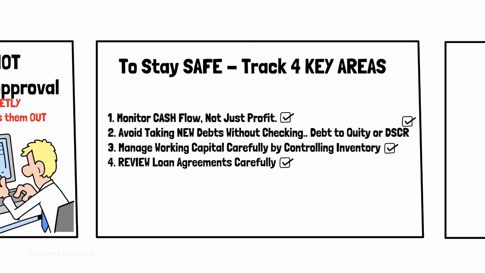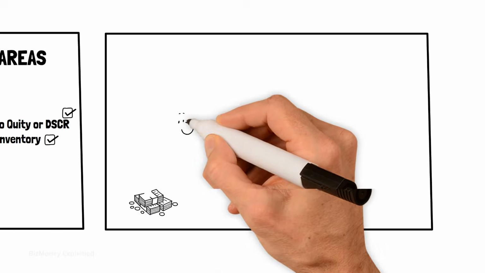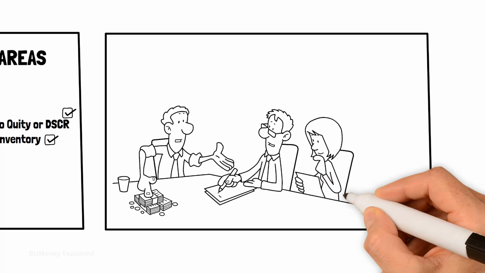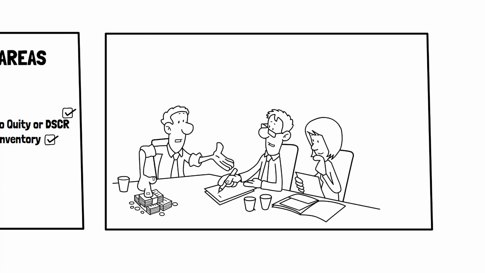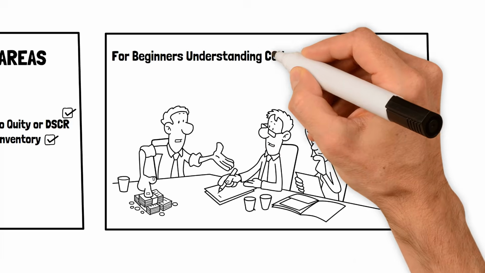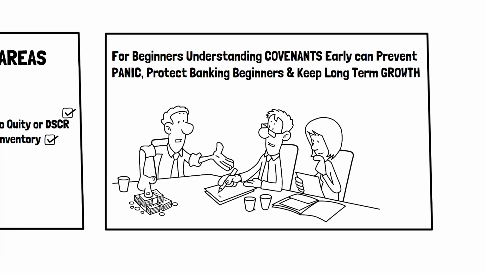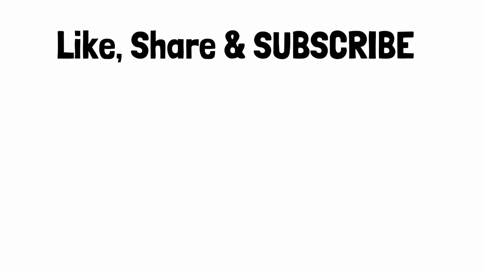Fourth, review loan agreements carefully and understand the exact numbers the bank expects you to maintain. The smartest business owners treat financial covenants as early warning signals, not threats. When monitored properly, covenants help maintain discipline and financial stability. They push businesses to grow responsibly instead of growing blindly. For beginners, understanding covenants early can prevent panic, protect banking relationships, and keep long-term growth smooth and predictable. This is why financial covenants are not advanced finance concepts. They are basic survival tools every serious business owner must understand.